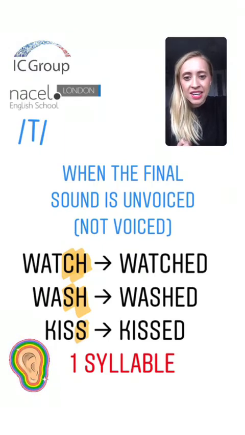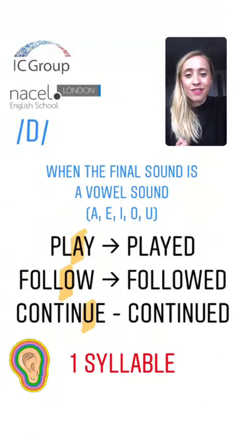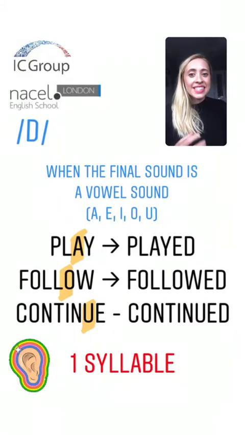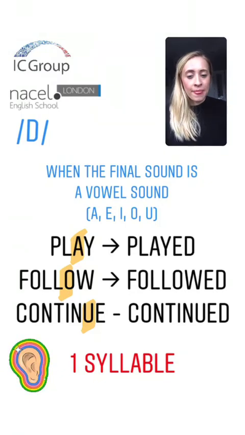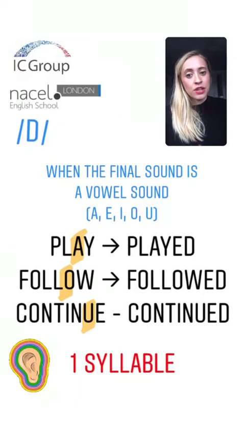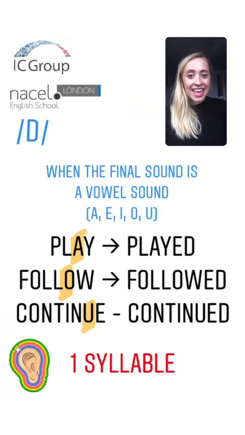Moving on then. This is the final rule, and this is when the final sound is a vowel sound. Your vowels are A, E, I, O, U. So when the final sound, not letter, the final sound is A, E, I, O, U, we add a D sound. For example, we have play, A sound is the final sound, play becomes played.